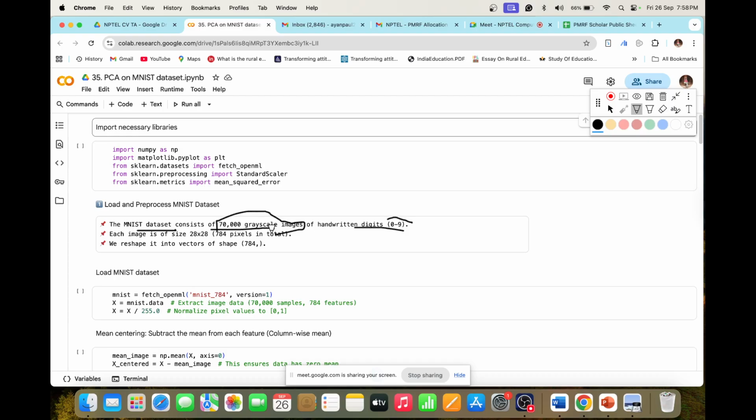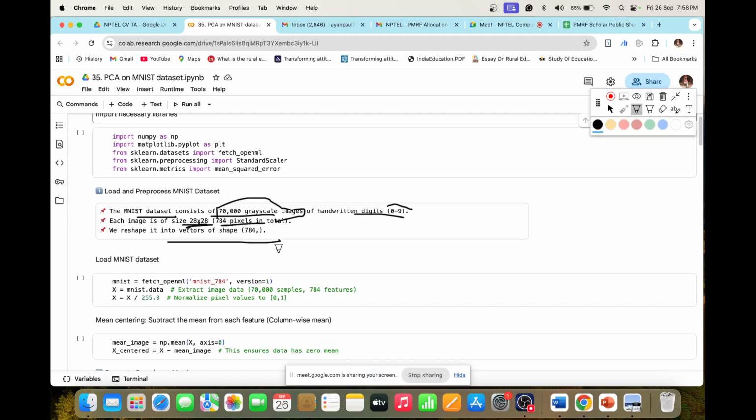Okay, so many images. Each image is of size 28 by 28, so it has 784 pixels. We reshape it into a vector of 784 by 1, so each image has 784 dimensions. Now, if all these dimensions are taken for a neural network, it is very tough. It will take more time for training and have more computational complexity.